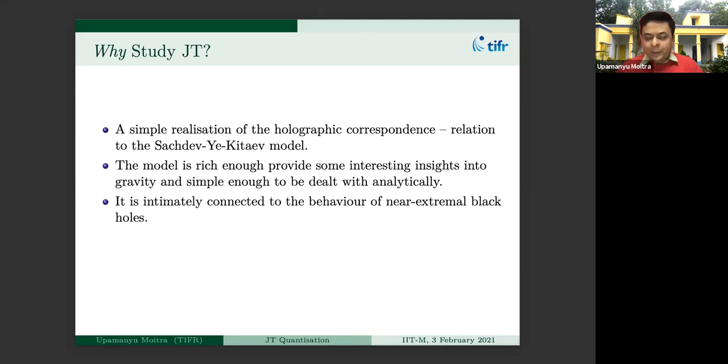Then one might wonder whether it's just a formal curiosity. And the answer is that no, it's actually intimately connected to black holes that do appear in real life. For example, it is intimately connected to the behavior of nearly extremal black holes, and there's been a lot of work on this, and I have myself worked on relating the JT model to the dynamics of near extremal black holes.